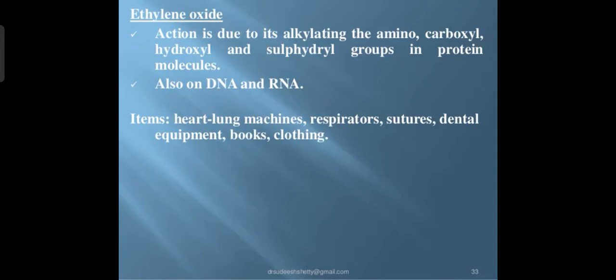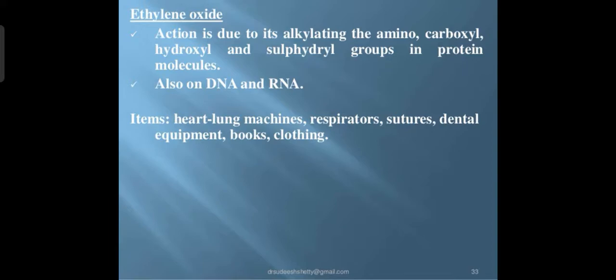Mode of action of ethylene oxide: it is an alkylating agent. It acts by alkylating sulfhydryl, amino, carboxyl and hydroxyl groups. What are the properties of ethylene oxide? It is a cyclic molecule which is a colorless liquid at room temperature. It has a sweet odor, readily polymerizes and is inflammable.